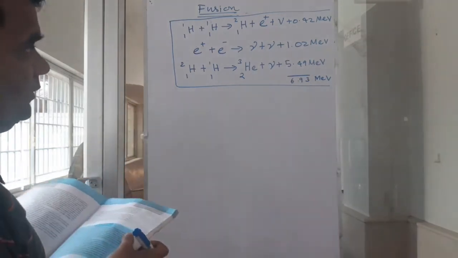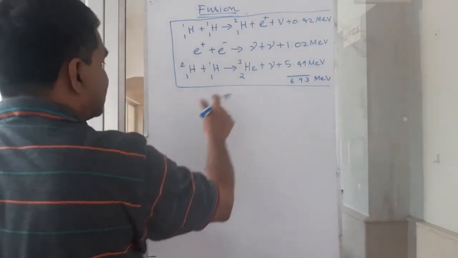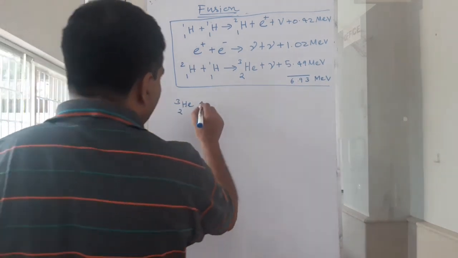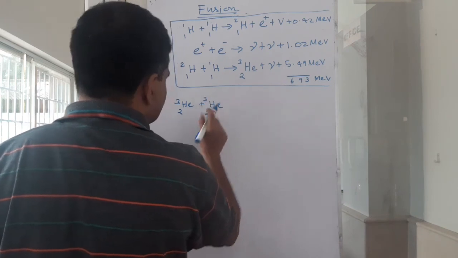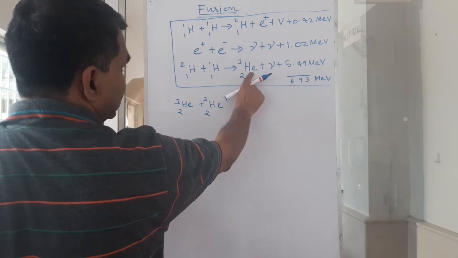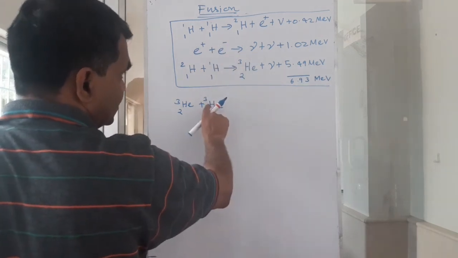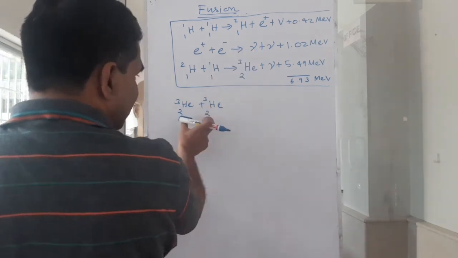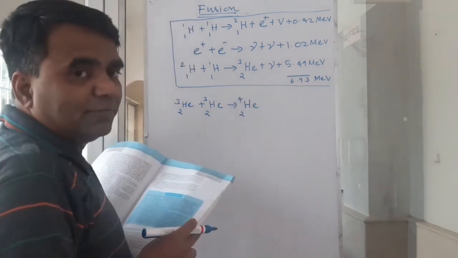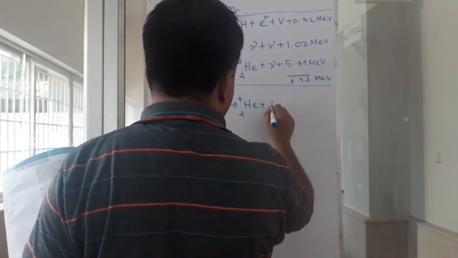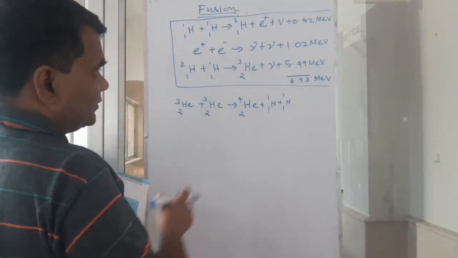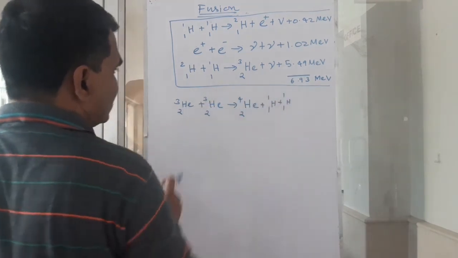Then what happens next? That is important. I got helium-3, and now I'm going to get one more helium. For this process to take place, this should have taken place twice. If it happens once, one helium-3 is produced. If it happens twice, then two helium-3 are produced. Then the two helium-3s combine to produce your regular helium, helium-4, plus 1H1 plus 1H1, two hydrogen nuclei. They combine, they produce one helium, and then two hydrogen again.